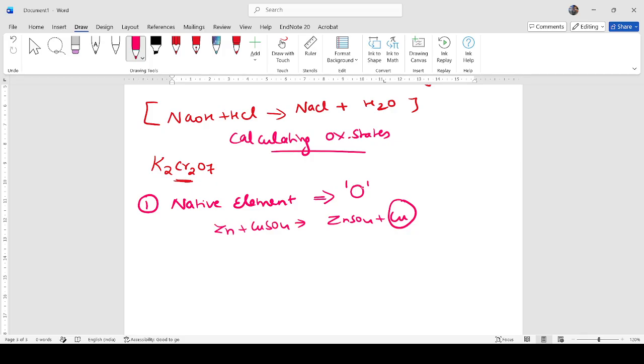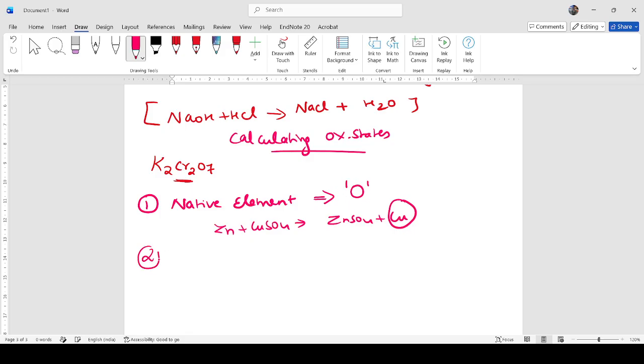Let's describe what this oxidation state is. The tendency of an element to either donate the electron or to gain the electron in order to attain the noble gas configuration is called oxidation state. I repeat, the tendency of the element to give the electron or to gain the electron in order to attain stability or to form a compound is called oxidation state. So when I have a native element, the state is 0.